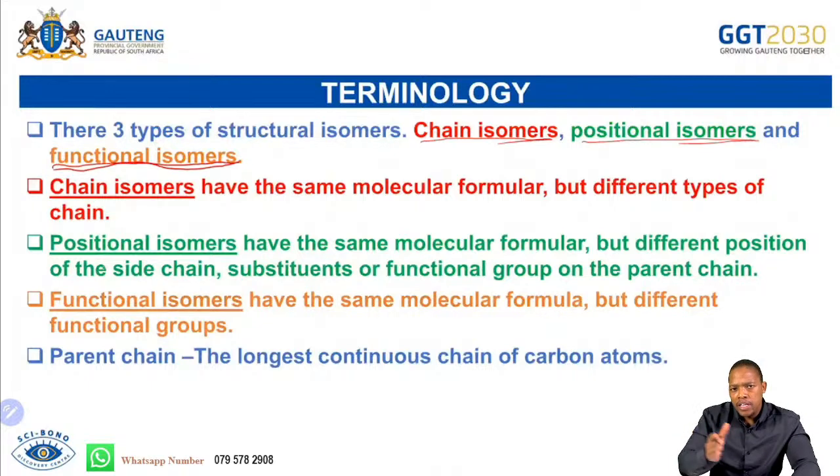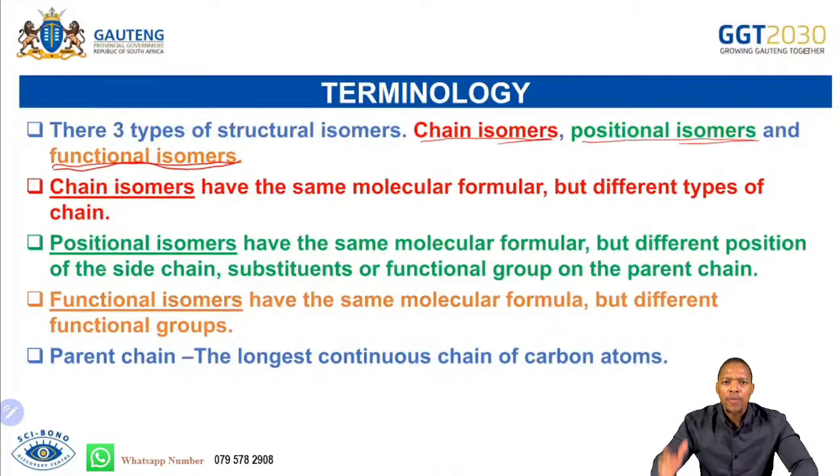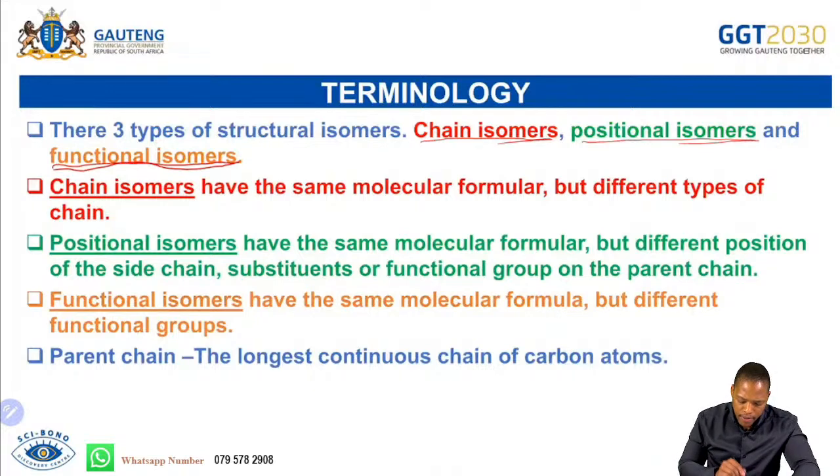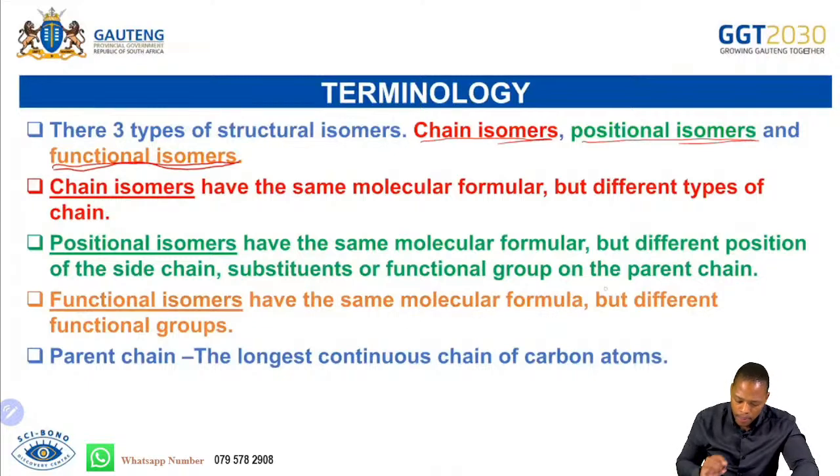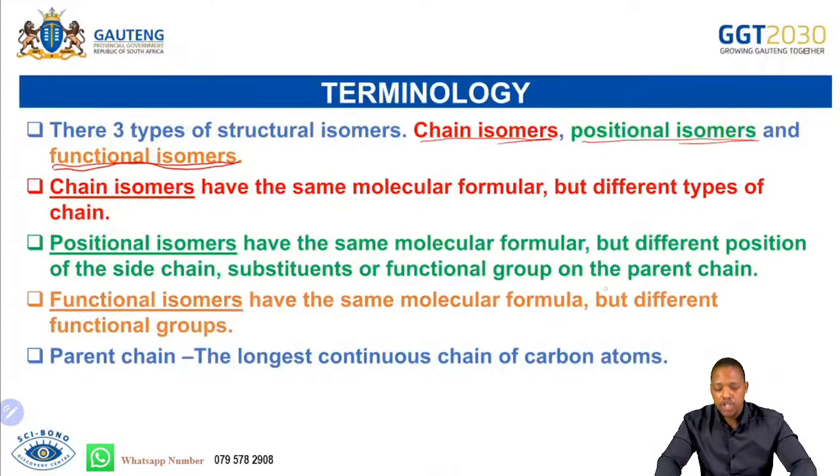Then if it is not in the same carbon, then you are saying the position of the functional group is not in the same place. However, if you check your molecular formula, it should be the same. Then you are going to call this a positional isomer. Okay, then the last one is going to be what? The functional isomer. Functional isomers will have the same molecular formula, but different functional group.